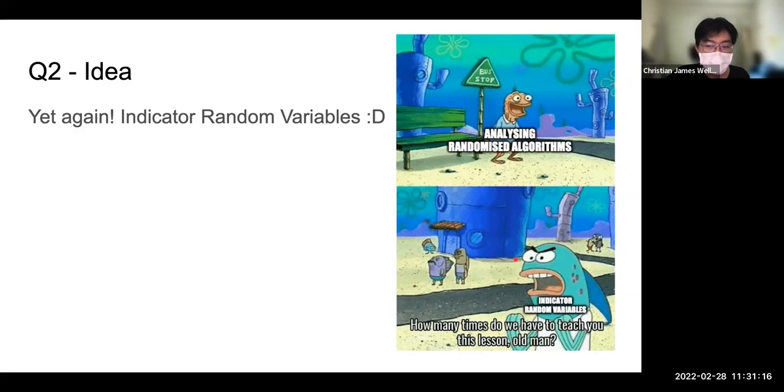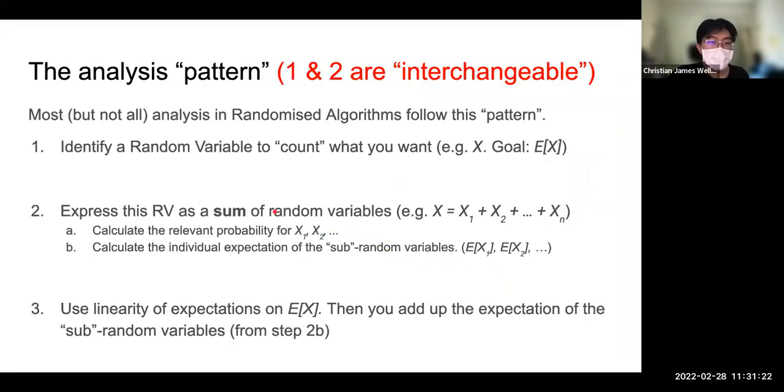Okay, but typically indicator random variables is the go-to tool, at least for me. So again, this is the analysis pattern. Let me remind you again before the midterm. Remember, we want to identify the random variable that we want to count. Let's say X, and our goal is to find the expected value of X.